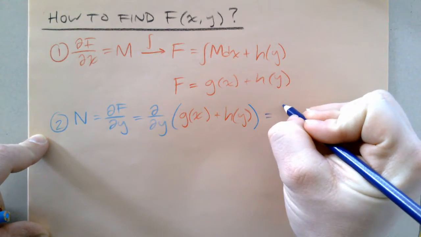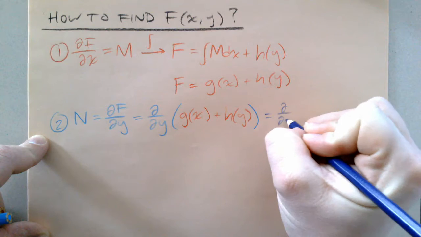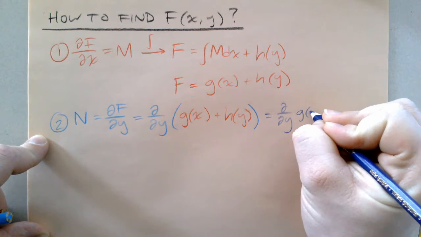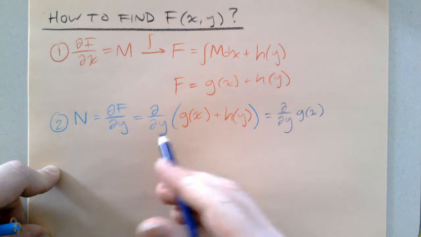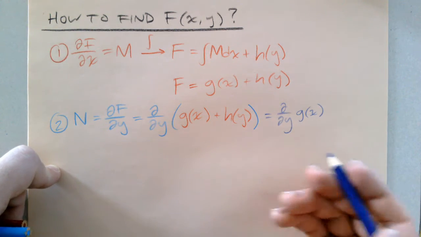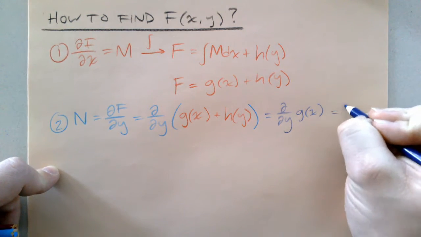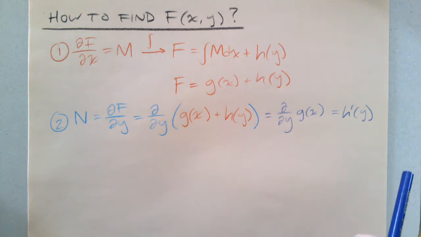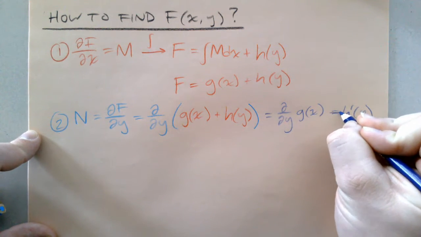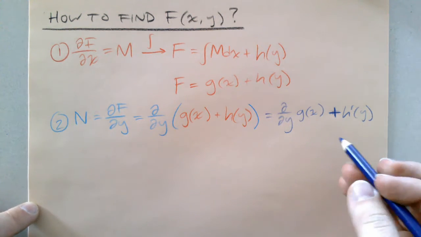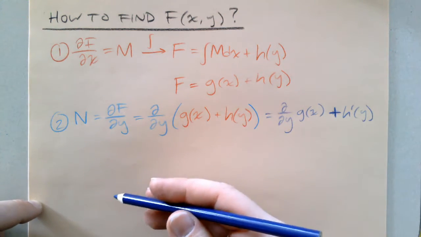So first, we can just write that it's the partial with respect to y of that function, g of x. And then we could write the partial with respect to y of h of y, but since it's a function of y, we could also just write out that it's h prime of y. So now we can rearrange this a little better and find what that function h of y is. And so we'll pull everything to one side and then integrate it.